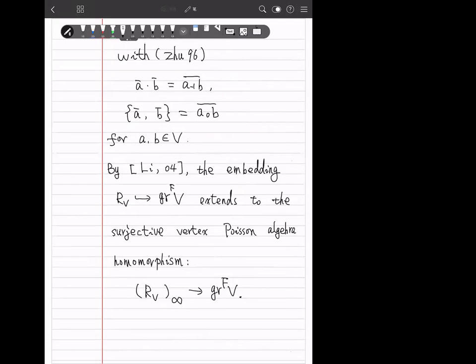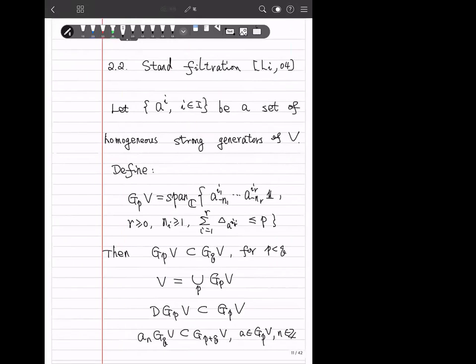Li also proves that this embedding extends to a surjective vertex Poisson algebra homomorphism. We have this. There is also another filtration, usually called the standard filtration, also given by Haisheng Li. Usually in this case we assume that V is graded, or maybe we can also assume it is of CFT type.